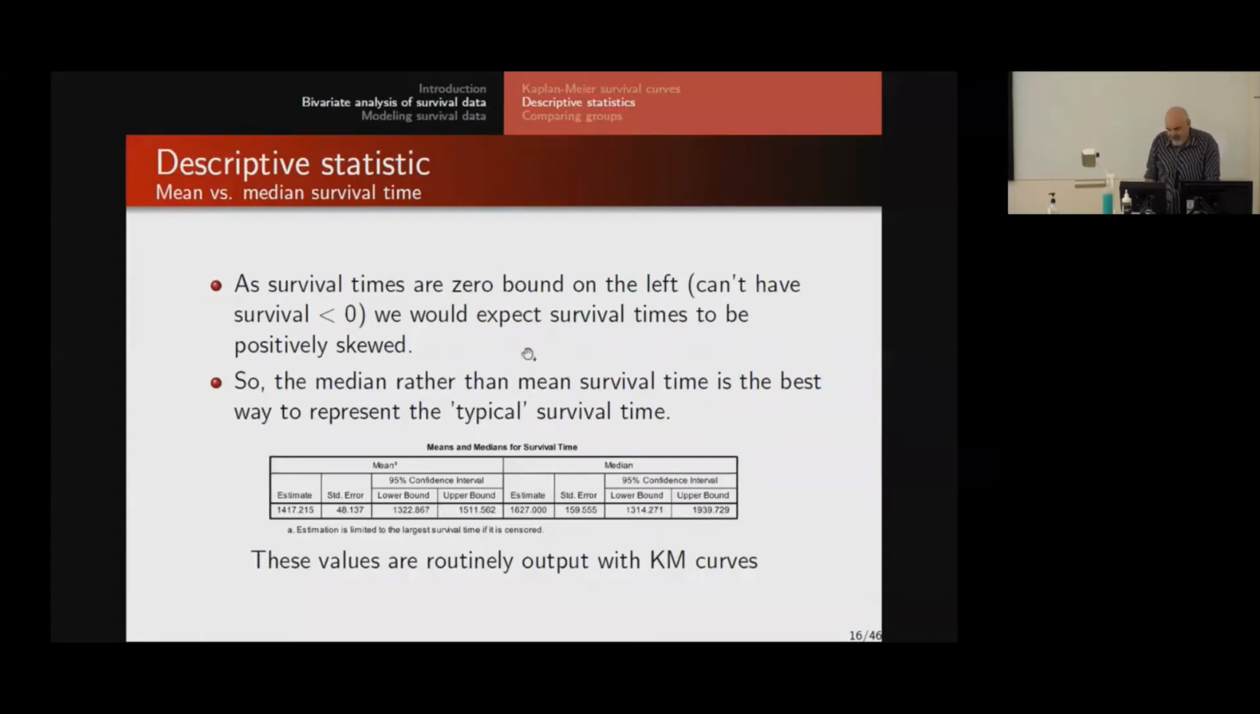I'm not saying they're bad. There's one called the extended mean. There's one called the restricted mean. But most people will really just use the median survival time. And we can see here that the median was 1,627 days, which is about what I guessed it would be looking at the Kaplan-Meier curves. And a lot of the time, these are routinely output with Kaplan-Meier curves anyway.